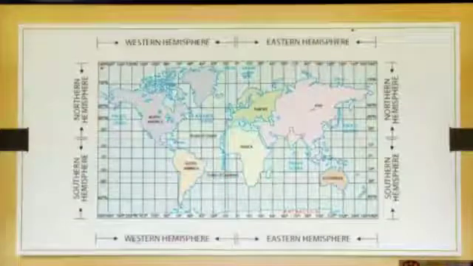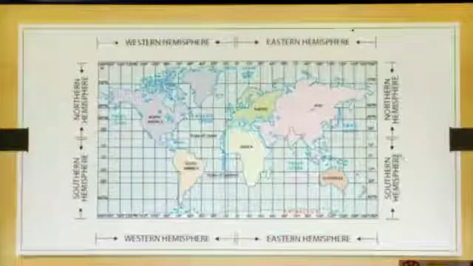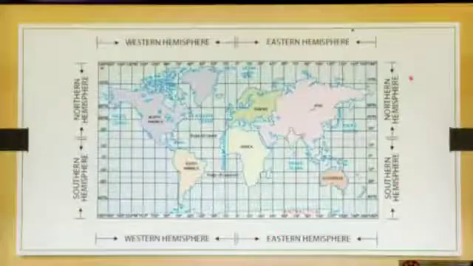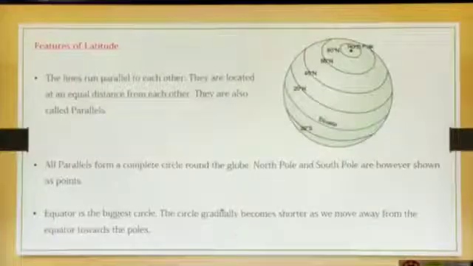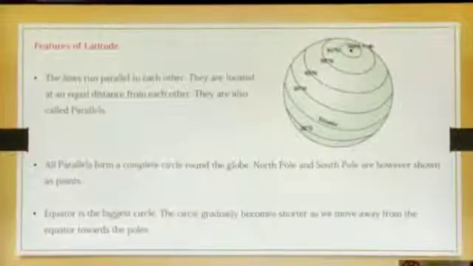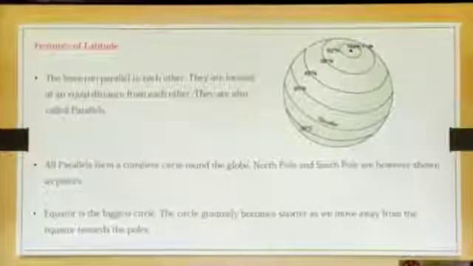Now we can also see very clearly the hemispheres: Western Hemisphere, Eastern Hemisphere, and clearly shown here, Southern Hemisphere and the Northern Hemisphere. Alright. Let's go ahead. There are some features of the latitude, and what are these features?